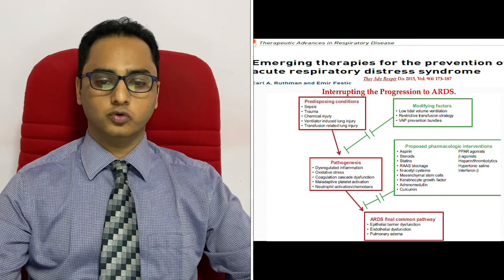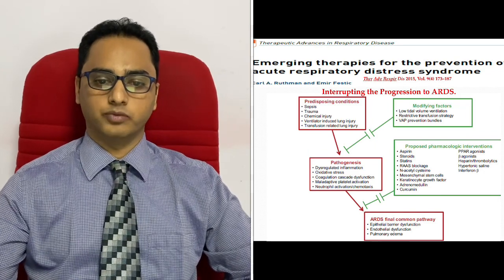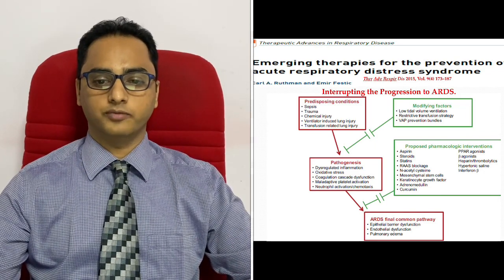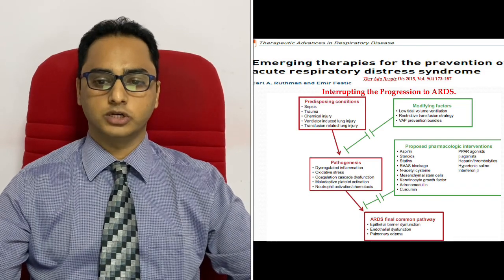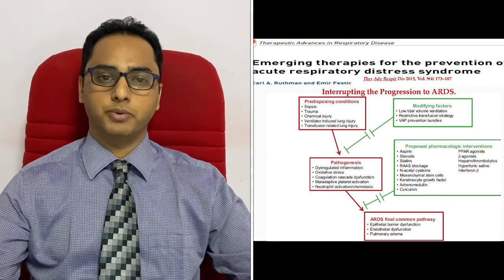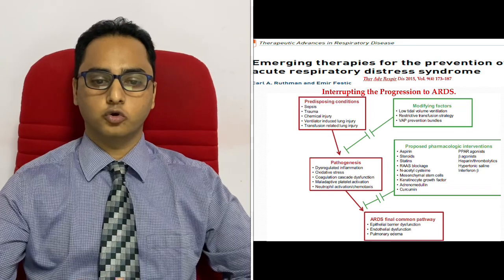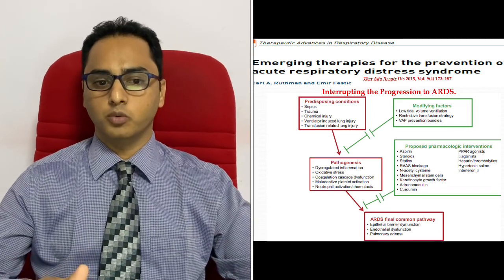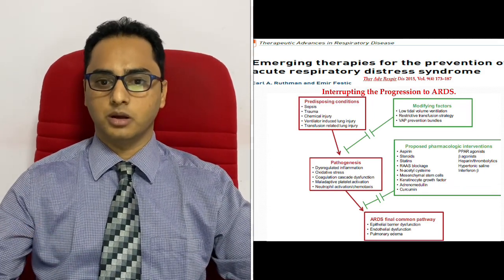If you tackle this pathway by modifying factors, like giving low tidal volume, a restrictive transfusion strategy, and a VAP prevention bundle, we can get a bit of control over the movement of ARDS into the ultimate common pathway.